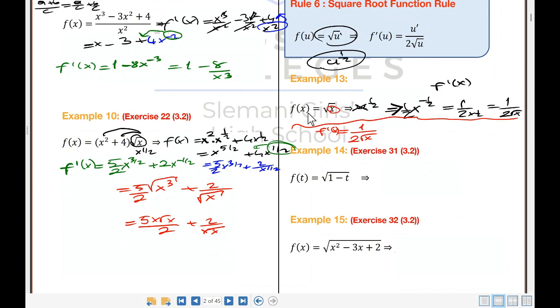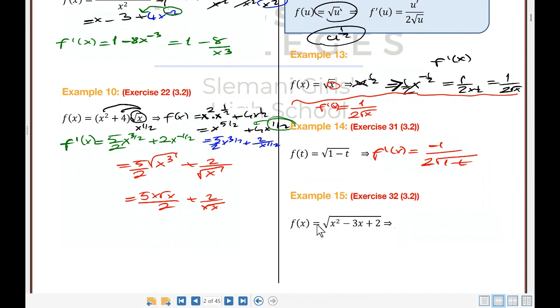Okay, another example. 1 minus t under radical. So f prime will be derivative of inside, negative t, derivative of negative t is negative 1, divided by 2 square root of the same radicand, 1 minus t. So in the denominator, you don't change the radicand. Whatever you have on the root, you'll write it.